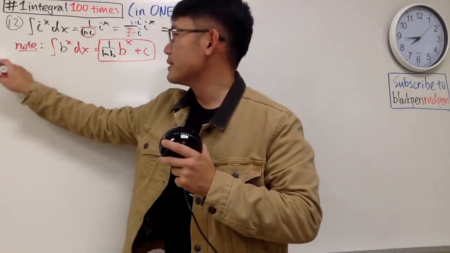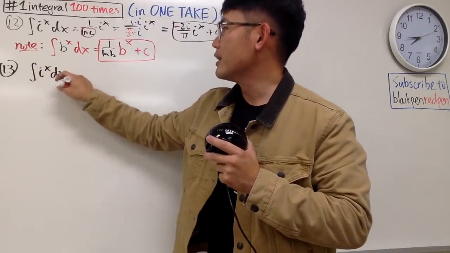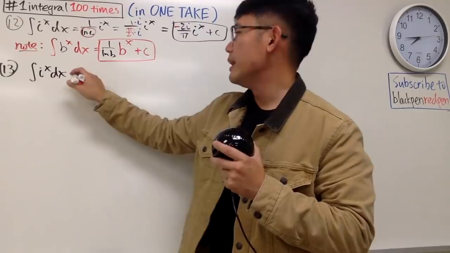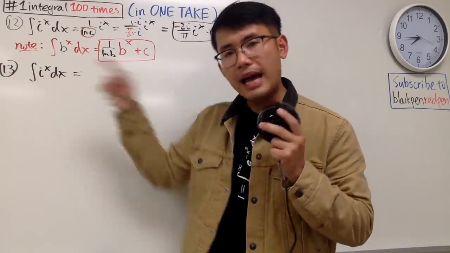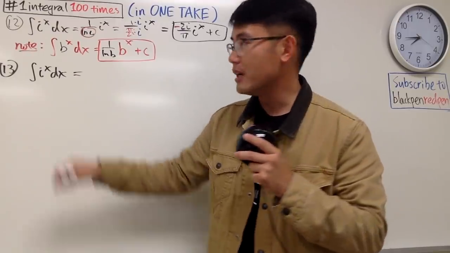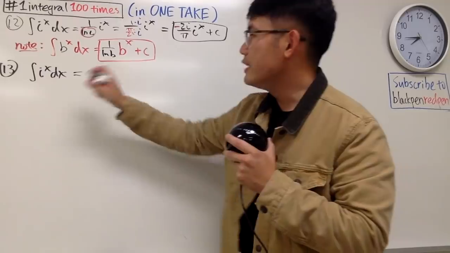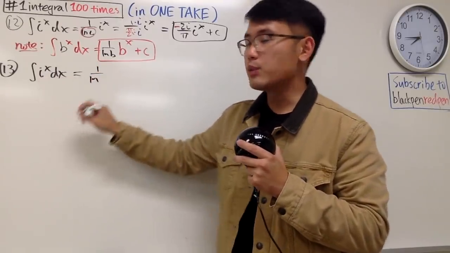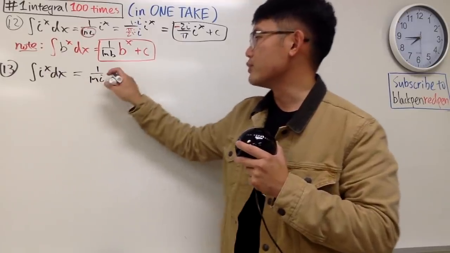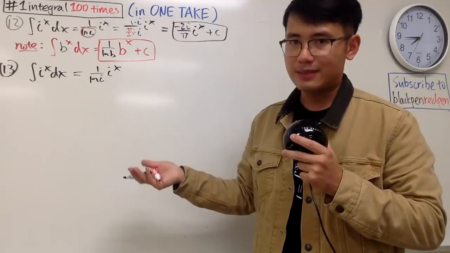Now, number 13. We are going to integrate i to the x power dx. Well, let me tell you guys, there's a formula, because right here we have a number. i is technically a number, a complex number. Well, a number to an x power. What we can do is, this right here is just going to be 1 over natural log of whatever this number is, which is just i. And then we have to just keep the exponential part. So we have 1 over natural log of i times i to the x power.